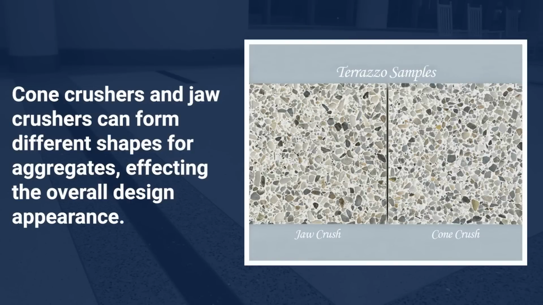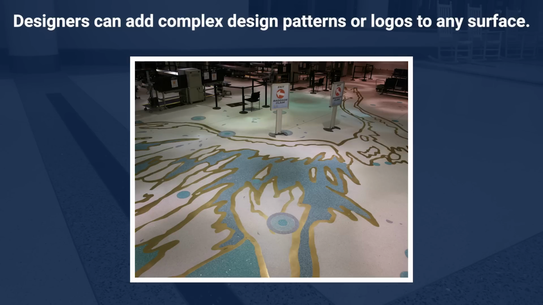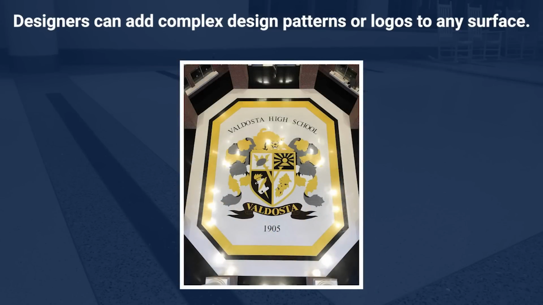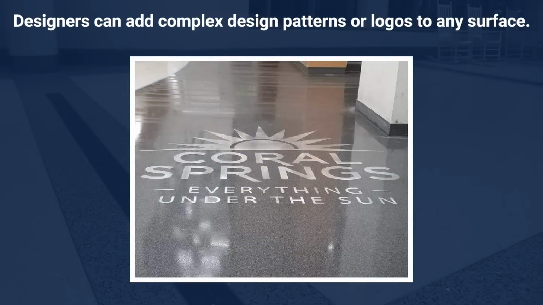And you can also crush chips to give aggregates various shapes like round forms or elongated or jagged edges. Architects and designers can even add detailed logos or graphics to the job site. Divider strips can be maneuvered to create wayfinding designs or patterns. Today we've seen logos cut precisely using water jet technology.